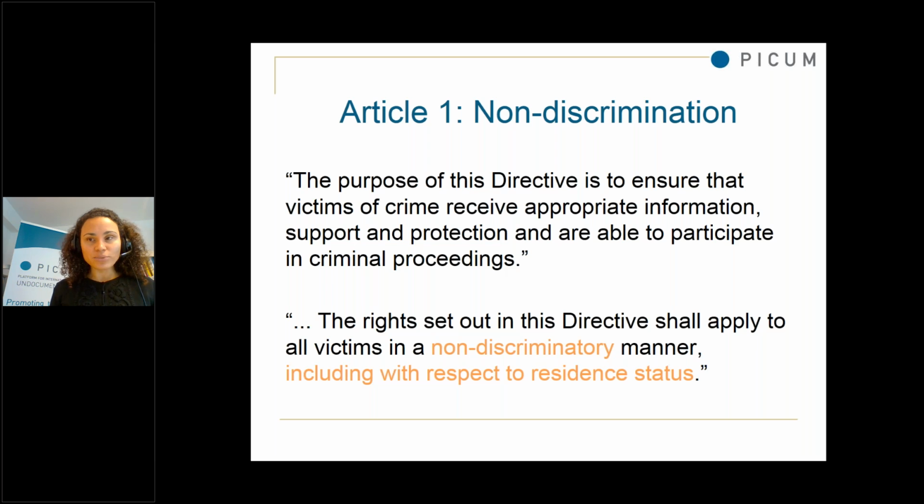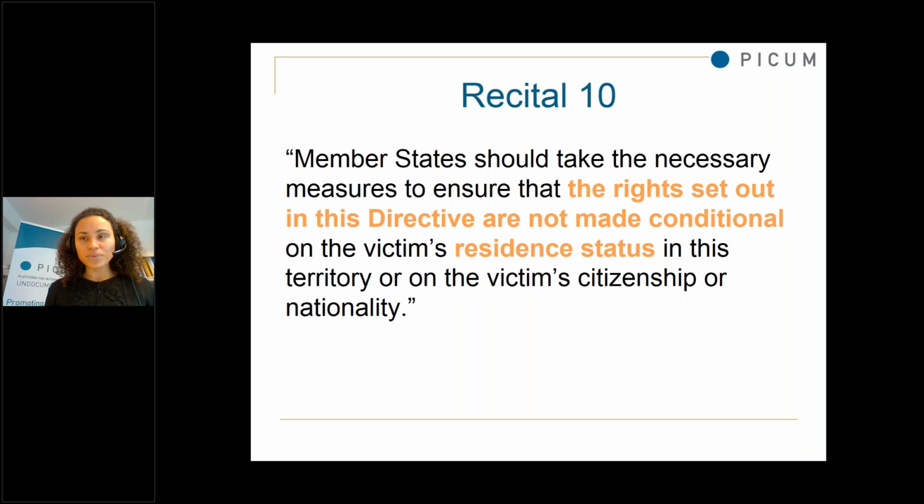Now, the clear upshot of Article 1 is that it was the intention of EU legislators that all victims of crime should fully benefit from all the provisions of the directive, and that resident status would pose no barrier to the enjoyment of rights by any victim of crime. And this is consistent with Recital 10. Under Recital 10, member states should take the necessary measures to ensure that the rights set out in this directive are not made conditional on the victim's resident status.